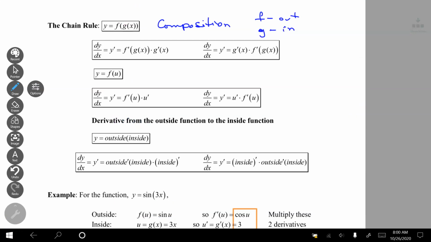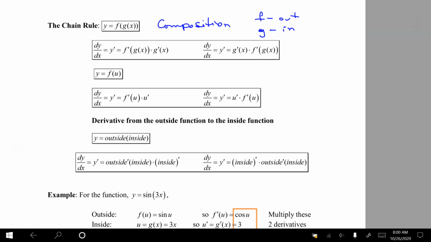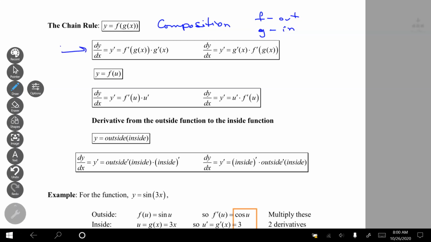So my chain rule is going to be applied to these composition functions, f of g of x, where f is the outer function and g is the inner function. So the derivative, or the dy over dx, or the y prime, is going to equal to this very special thing right here. F prime with respect to g times g prime of x.